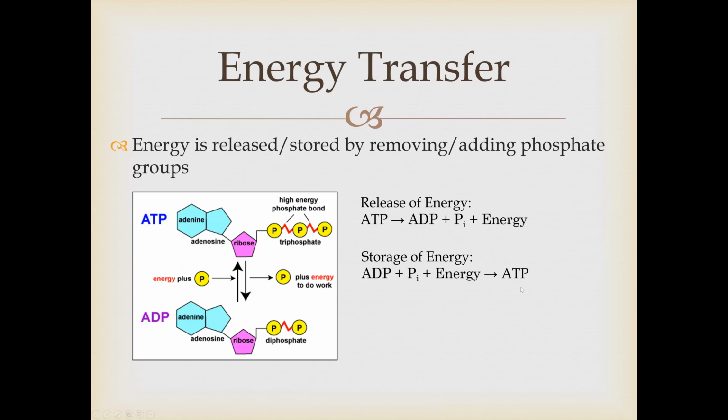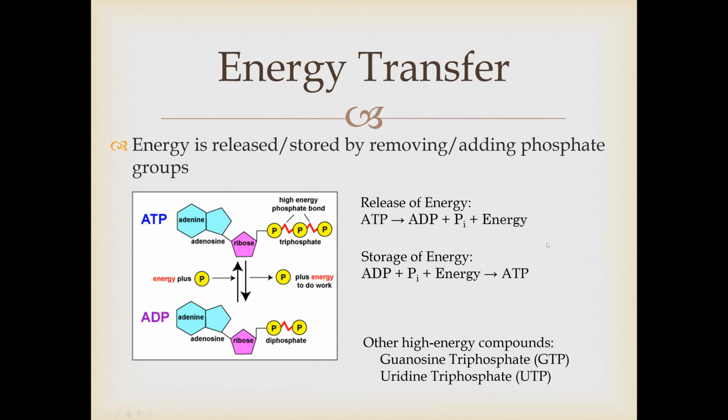Think of ATP as money in the bank. It's ready, it's there to be used, and ADP is the empty bank account. So you can add the money to ADP to store it in the form of ATP, or you can take the money out to use it. There are some other high energy compounds, guanosine triphosphate and uridine triphosphate. So ATP is not the only one, but ATP is the major one and the one that we're going to mention several times throughout the remainder of the semester.